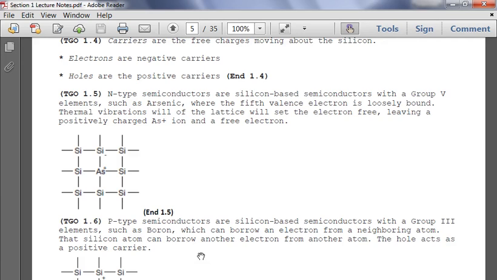P-type semiconductors are silicon-based semiconductors with group 3 elements such as boron, which can borrow an electron from a neighboring atom. That silicon atom can borrow another electron from another atom. The hole acts as the positive carrier. So the fact that it can borrow another electron, so let's say Kevin is an arsenic and I'm boron, right? And I'm like, hey, I really want your soda. And since he's my grad student, he's going to give it to me, right?